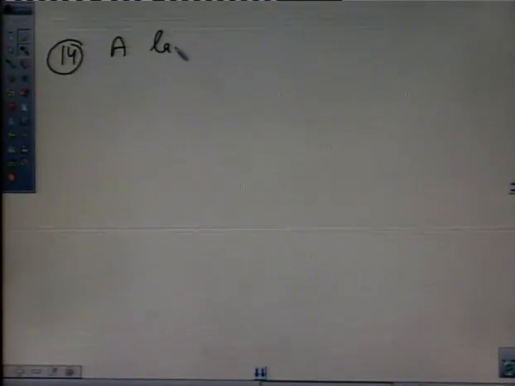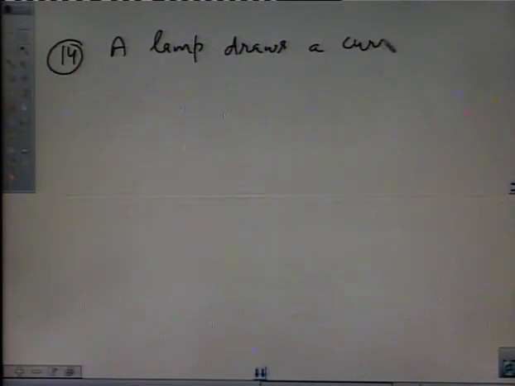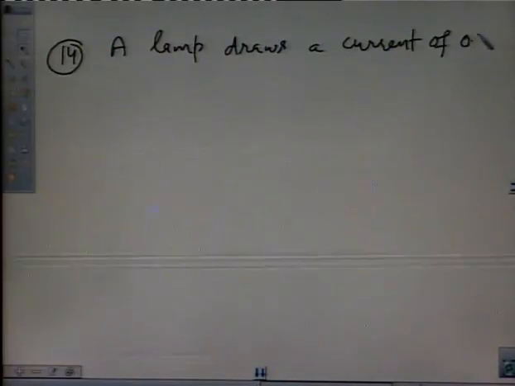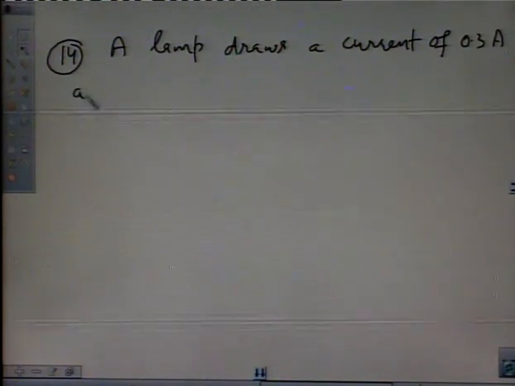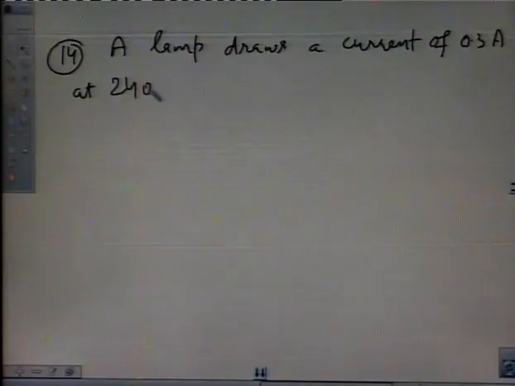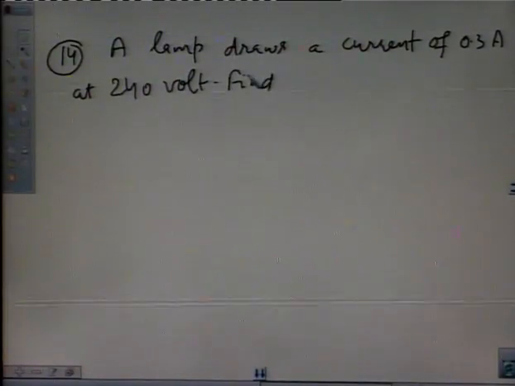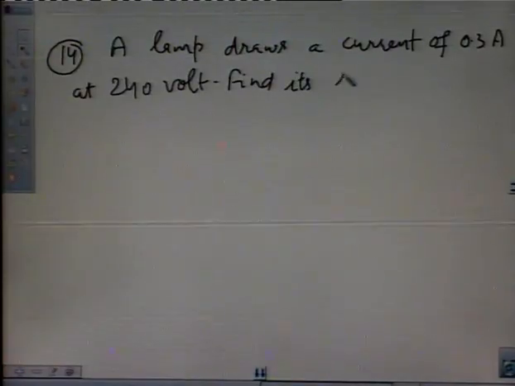So the next question: a lamp draws a current of 0.3 ampere at 240 volt. Find its resistance.